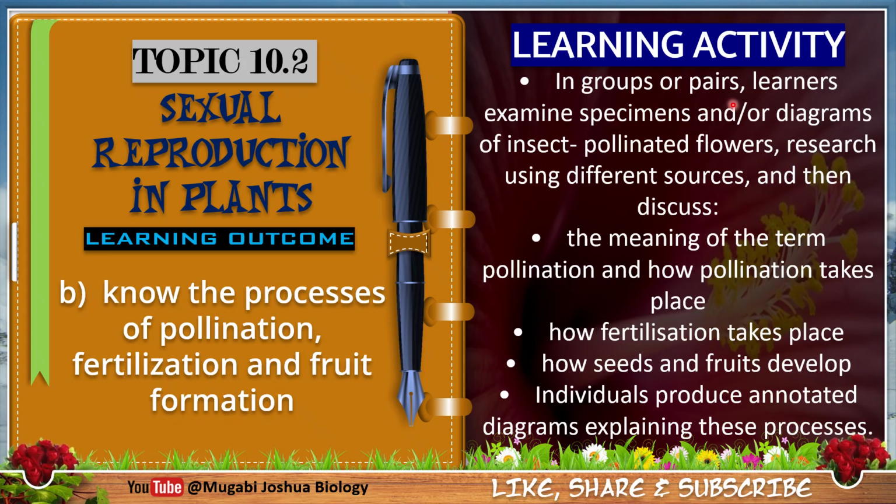In groups or pairs, learners examine specimens or diagrams of insect-pollinated flowers. They research using different sources and then discuss: 1. The meaning of the term pollination and how pollination takes place. How fertilization takes place. How seeds and fruits develop. Individuals produce annotated diagrams explaining these processes.